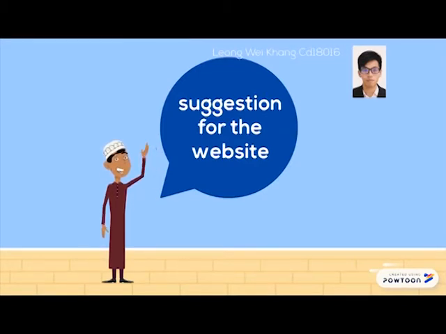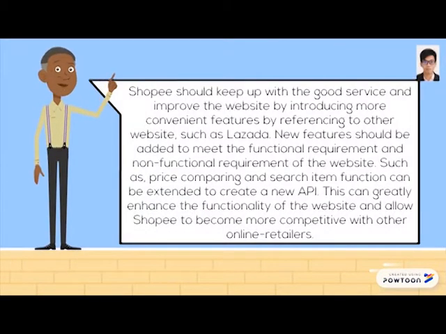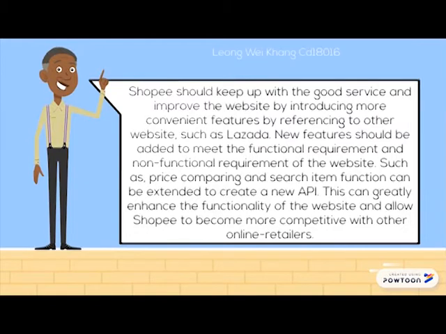Suggestions for the website. Shopee should keep up with the good service and improve the website, introducing more convenient features by referencing other websites such as Lazada. New features should be added to meet the functional requirements and non-functional requirements of the website, such as price comparing and search item function can be extended to create a new API. This can greatly enhance the functionality of the website and allow Shopee to become more competitive with other online retailers.